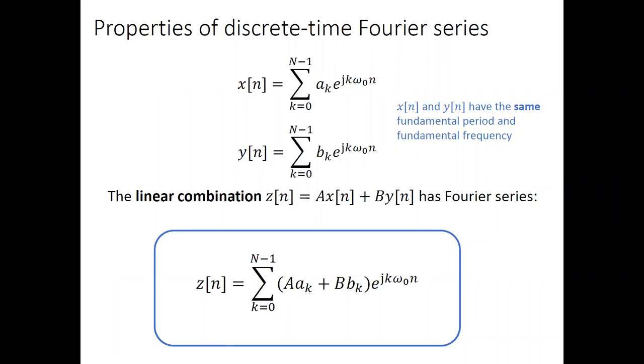And another property I would like to mention for discrete time Fourier series is linearity. Again, we have two discrete time signals which have the same fundamental period and the same fundamental frequency omega zero. And they have their respective Fourier series as this finite sum. And therefore, if we consider the linear combination of these two signals with constant coefficients A and B, then the Fourier series of this new signal, z of n, we just have the same format, except that the coefficient now becomes the linear combination with the same coefficients A and B, a_k and b_k for the original signals respectively.